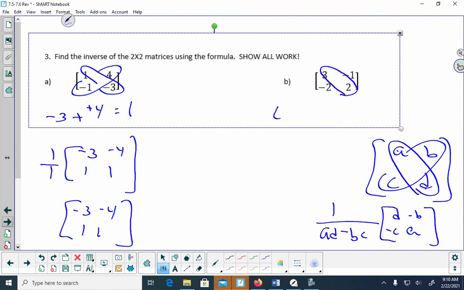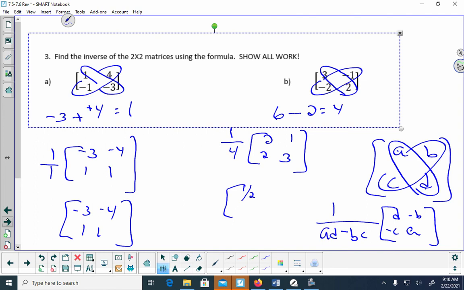2 times 3, which is 6, minus negative 2 times negative 2, which will be a positive 2, and I end up with 4. So I'm going to take 1/4, and I'm going to multiply it by 2 and the 3 change places. The 1 becomes positive, the 2 becomes positive. Now when I distribute, I'm going to have 1/2, 1/4, 1/2, 3/4, and that is my inverse.